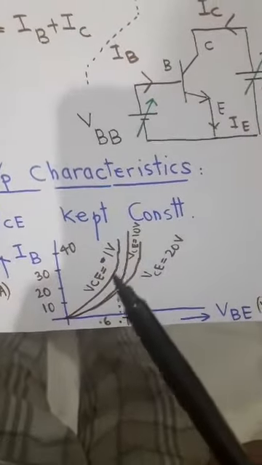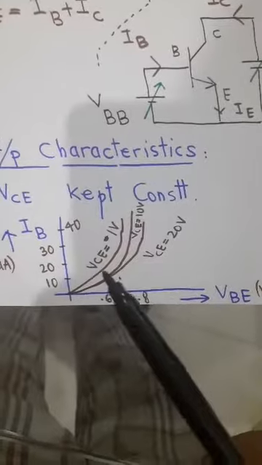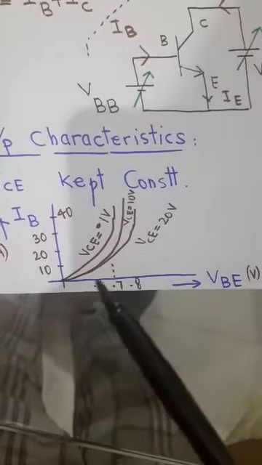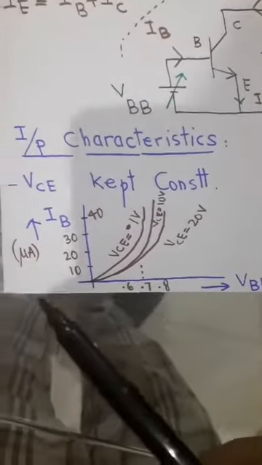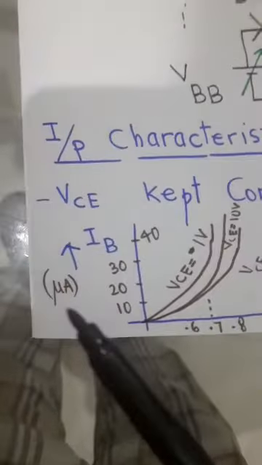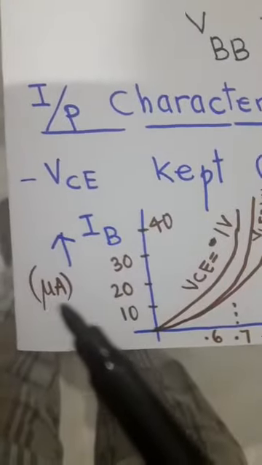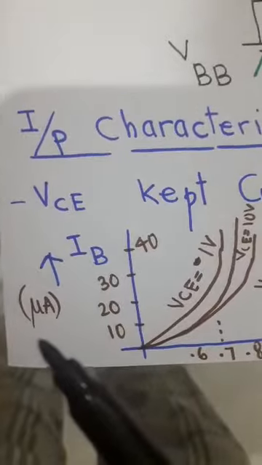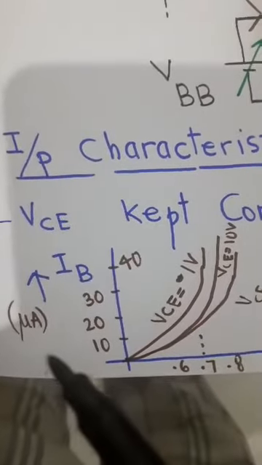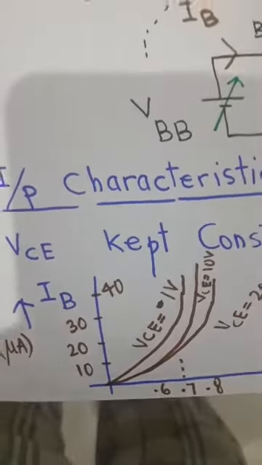All these characteristics are like the characteristics of a PN junction, a diode. The important thing to note is that this current is in microamperes. So IB is in microamperes. It's a very small current.